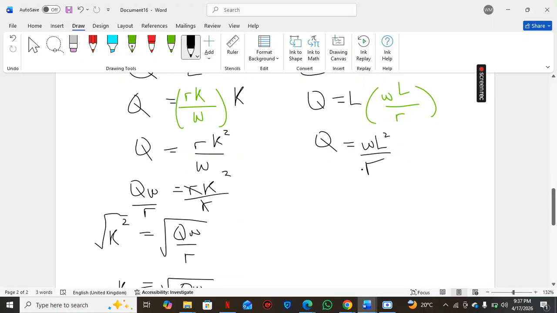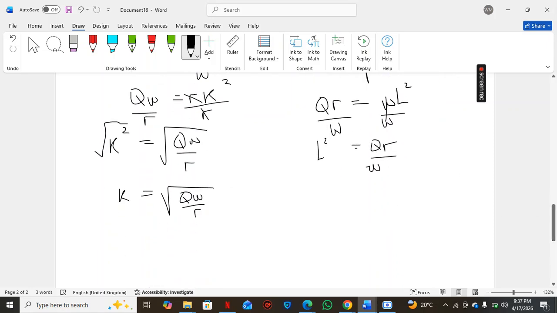Want to find the value of L, so you cross multiply. You're going to have QR equals WL squared. Divide both sides by W, so you remain with L squared equals QR over W. Then to get the value of L, you take the square root of both sides. So L equals the square root of QR over W. These are the cost minimizing inputs.